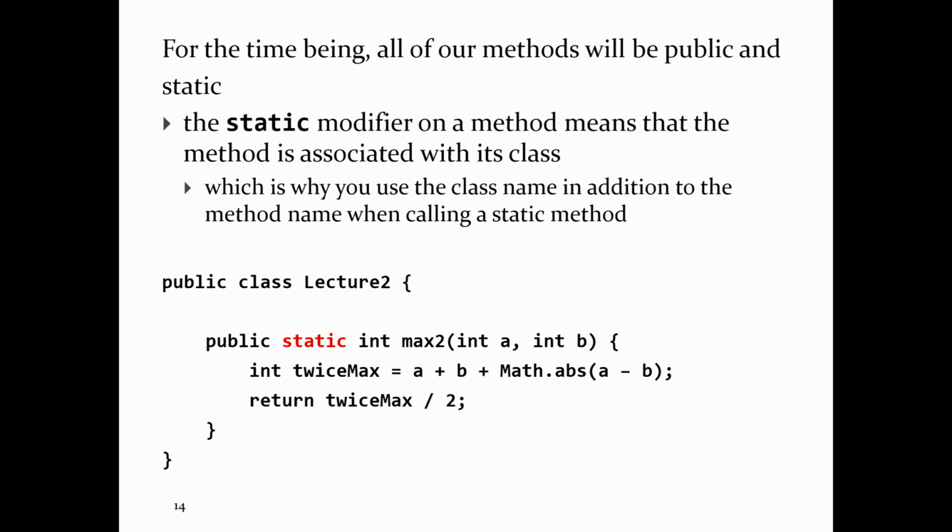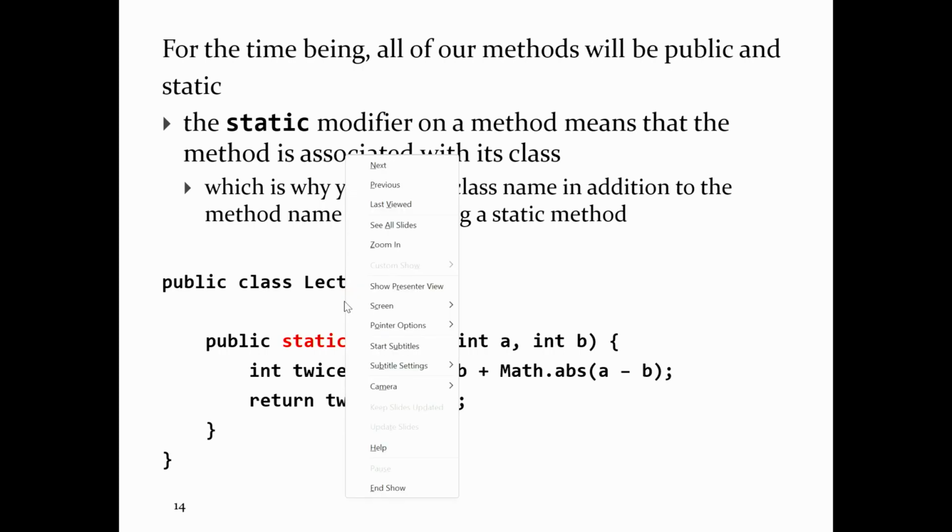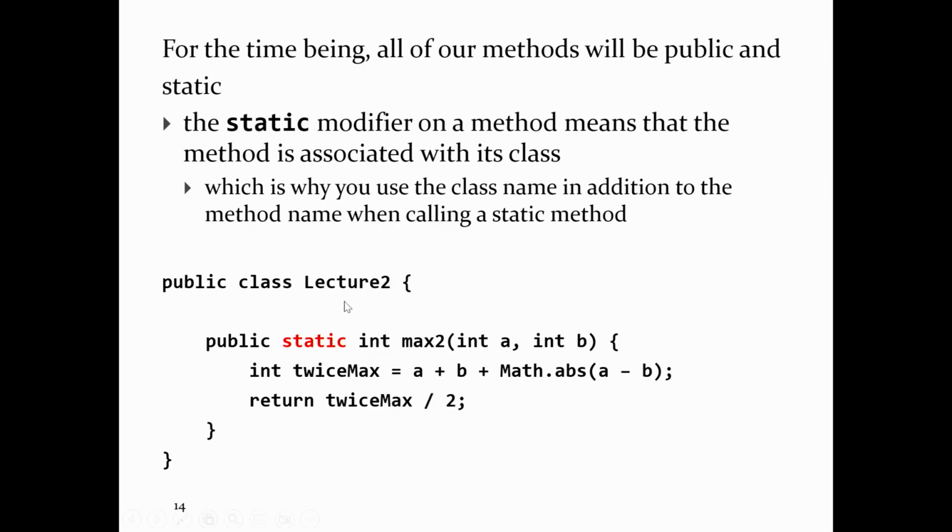Static on a method means that the method belongs to the class lecture2. What that also means is that if you want to call the method, you have to use the name lecture2 to get to the method. So static means the method is associated with the class. Later on, we're going to see methods that are associated with individual objects, and in those methods, you don't use the class name to call the method. You use an object reference. For now, all the methods that we write will be static. And that's why when I tried to call this method from another class, I had to write lecture2.max2.